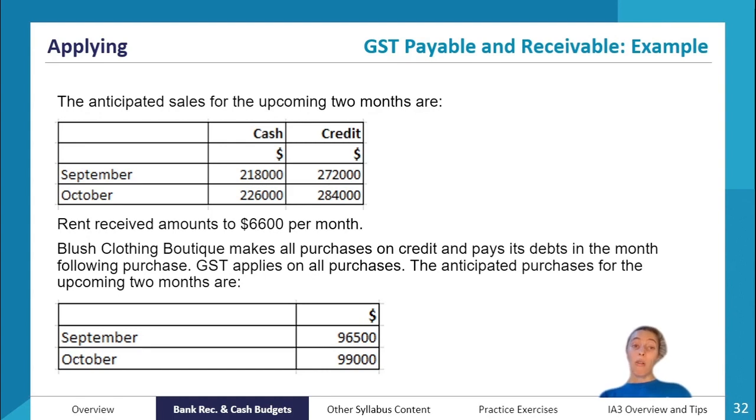We've also been told that rent received amounts to $6,600 per month. And the business makes all purchases on credit and pays its debts in the month following purchase. GST applies on all purchases, and we've got the anticipated purchases for the following 2 months of, again, September and October.